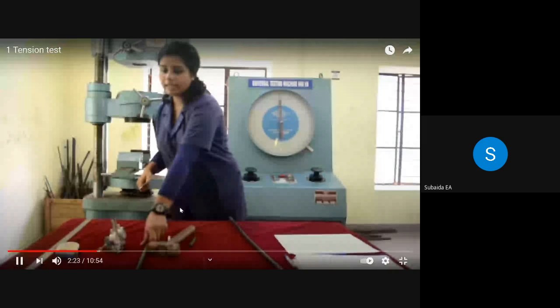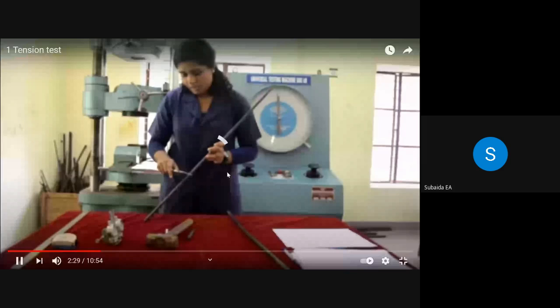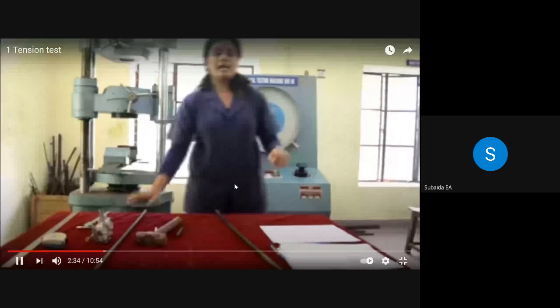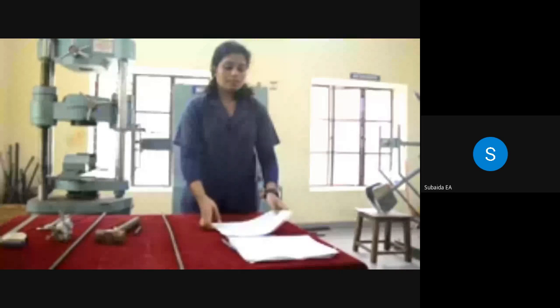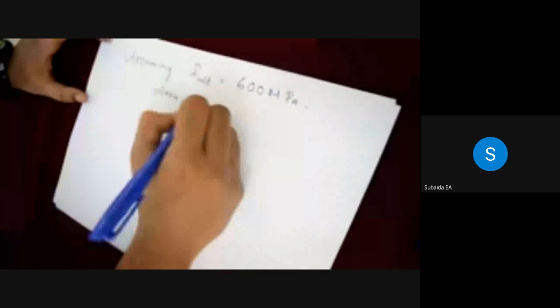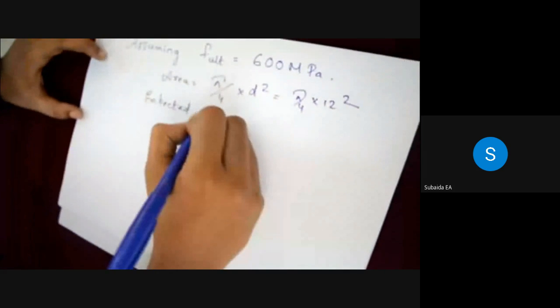Now to start, measure the diameter using your vernier calipers. So from that we will get the area by using the formula pi by 4 d square, and we assume an approximate ultimate stress of 600 megapascal. So instead of 5,000, they have assumed 6,000 kg per centimeter square or 600 MPa as the ultimate stress. By multiplying with this ultimate stress, we will get the expected ultimate load.